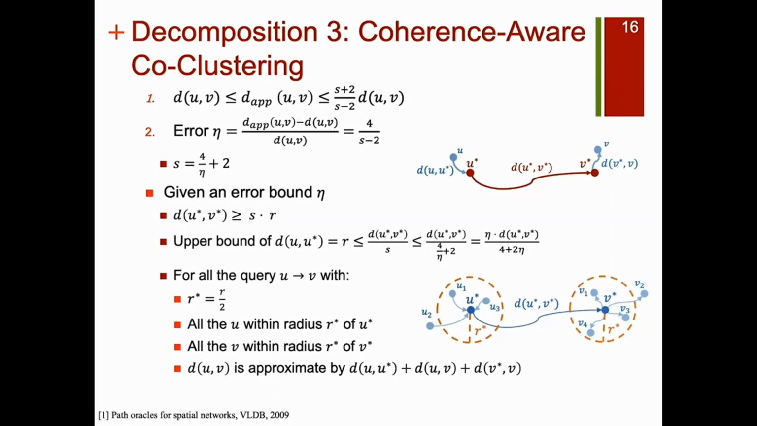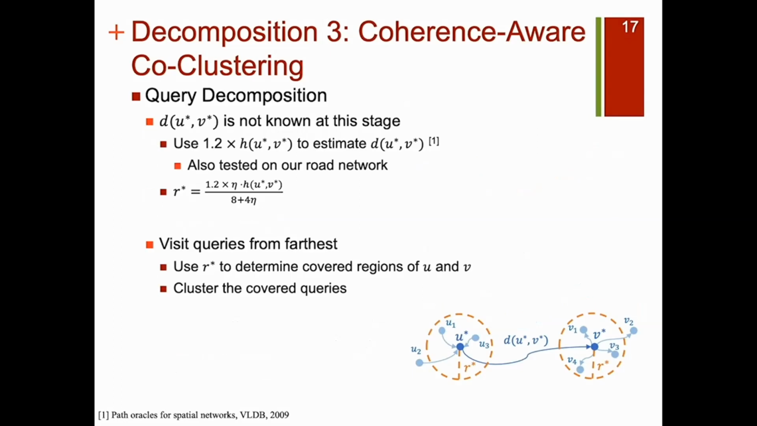Now with this, we can draw two smaller regions. But remember, we're still at decomposition. The distance between U star and V star is not known at this stage. So we use 1.2 times the heuristic distance to estimate the distance between U star and V star. So we just have some candidates at this stage. During the actual query answering, we'll do the refinement.